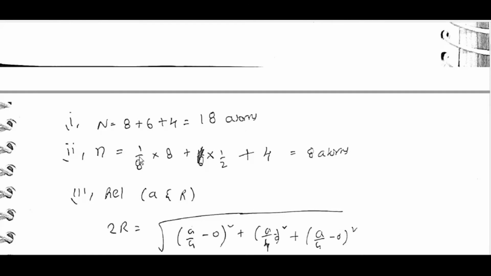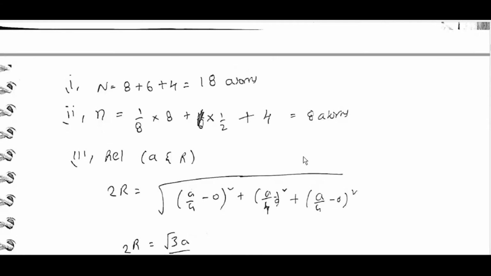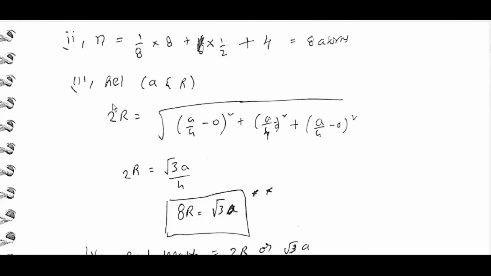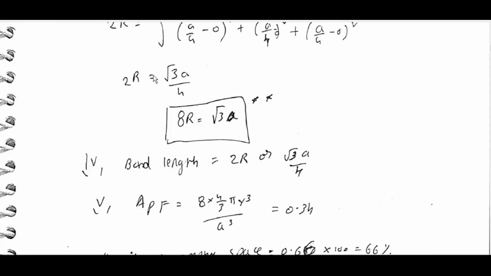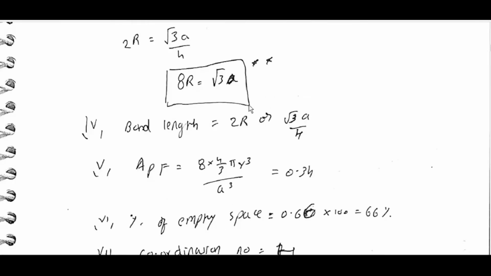Small n is equal to 1/8 into 8 plus 6 into 1/2 plus 4, which is equal to 8 atoms. Relation between a and r: 2r is equal to root of (a/4 minus 0) whole square plus (a/4 minus 0) whole square plus (a/4 minus 0) whole square. 2r is equal to root 3a/4. Only this is important: 8r is equal to root 3a.